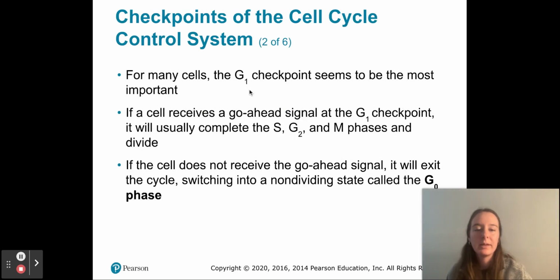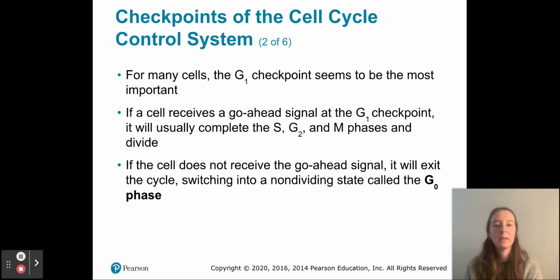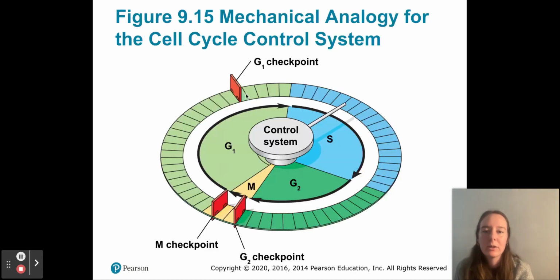All right, now for many cells, the G1 checkpoint is the most important. So if the cell gets a G1 checkpoint and everything's good, it's a green light, the cell will move into the S, then G2, and the M phases, and the cell will divide. Now, if the cell does not get a green light for the G1 checkpoint, it will move into something called the G0. What this is, it's basically like a resting state. The cell will never move along into the S phase or the G2 phase. So if we take a look here, if there's a red light, then the cell will stop. It will go into G0 and it won't move into S and G2 or M.